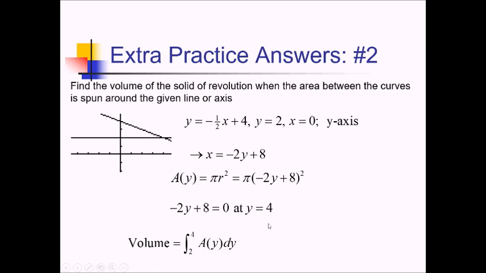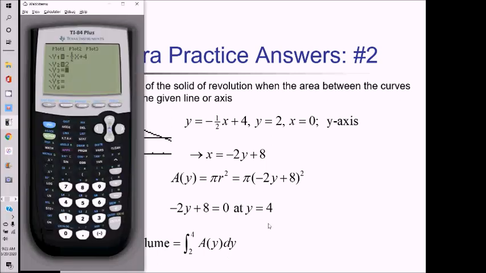And let me just do the rest of that on the calculator. Just to make this a little bit cleaner on the calculator, I'm going to enter my A of y function in my y equals, and I'm going to do it with x instead of y, and it'll actually work out in the end. So I've got pi times, open parentheses, negative 2x plus 8, close the parentheses and square that. So there's my A of y function expressed with an x instead of a y.